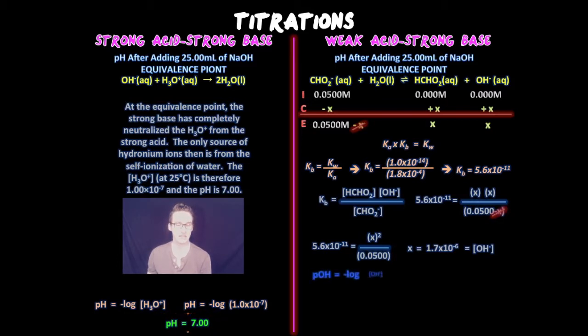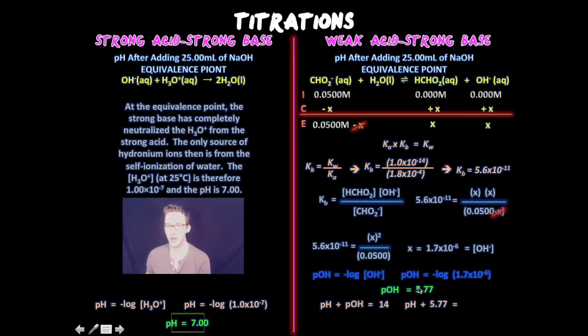If you plug that into the formula for pOH, we get a pOH of this solution to be 5.77. But recognize we're looking for a pH, so we also need to understand and remember the relationship between pH and pOH, and then plug in our pOH value to get a pH of the solution to be 8.23.